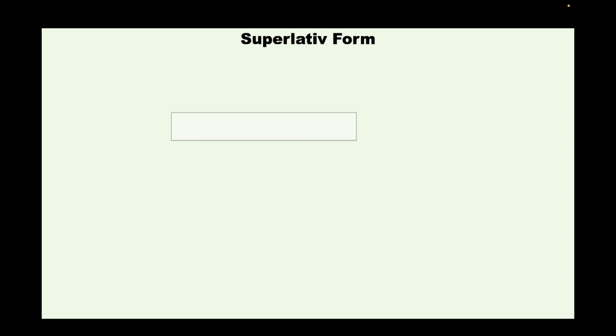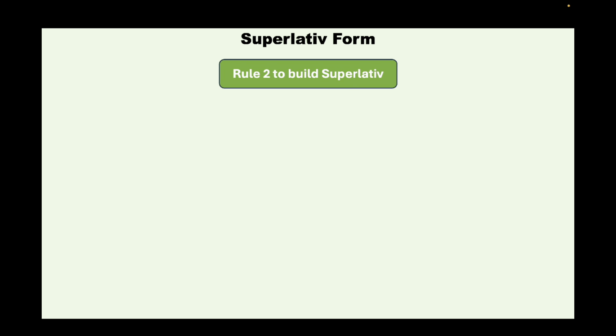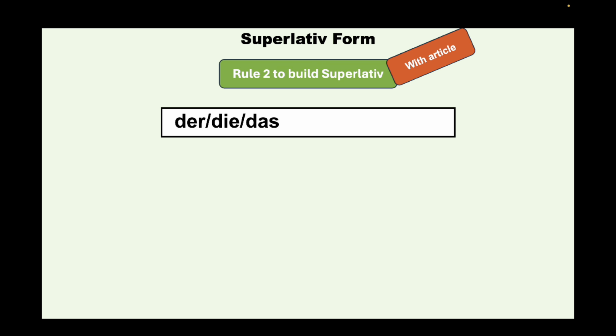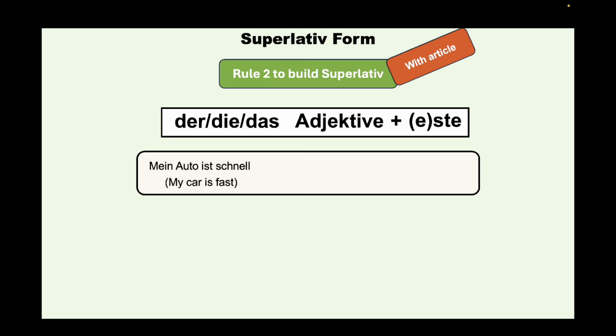Now let's take a look at the second way of how to build superlative, and this is with article. So we need the article over here. So the rule for this is that we use the article, which is der, die, das, before the adjective. Then we have the adjective, and at the end of the adjective you will add ste or este. Let's take the previous example again. Mein Auto ist schnell, my car is fast. It will become mein Auto ist das schnellste Auto. My car is the fastest car.